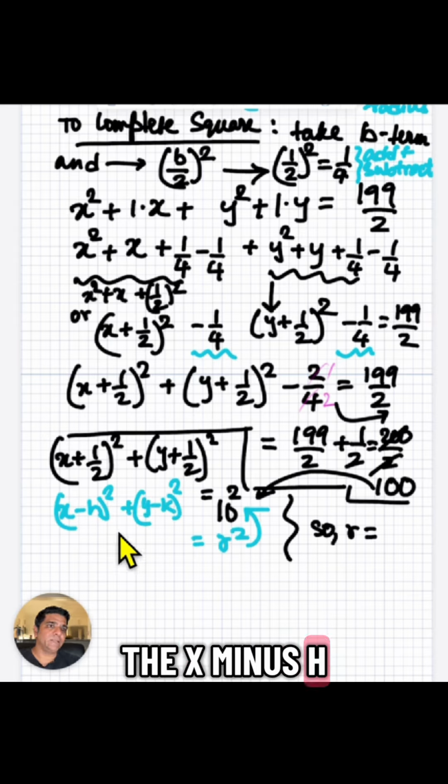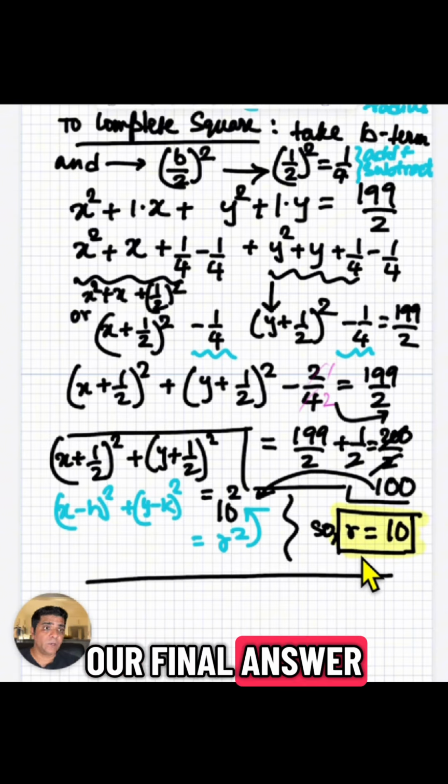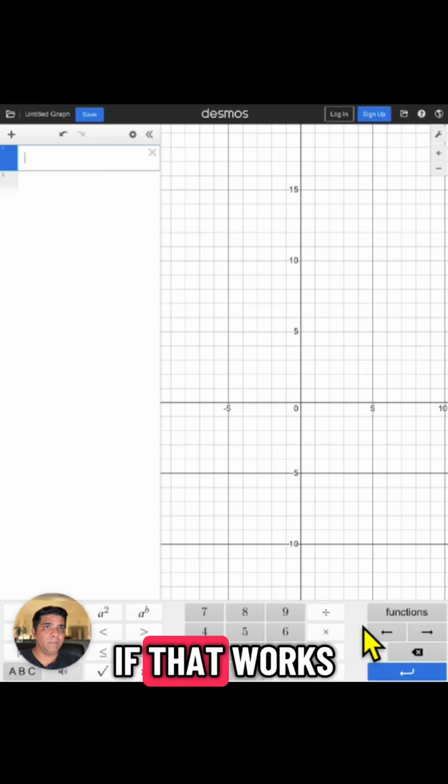So this is in the (x minus h) squared plus (y minus k) squared equals r squared form. From this, r is 10. So this is our final answer. r is 10. Next, let's look at the DESMOS solution, okay, and see if that works for us.